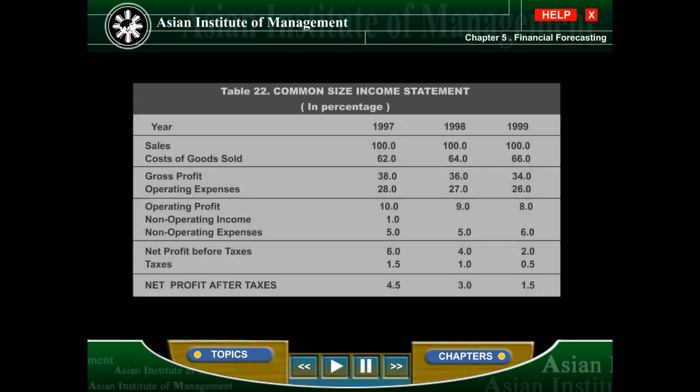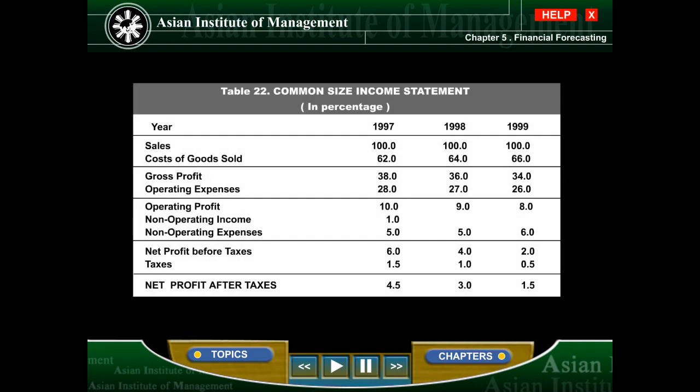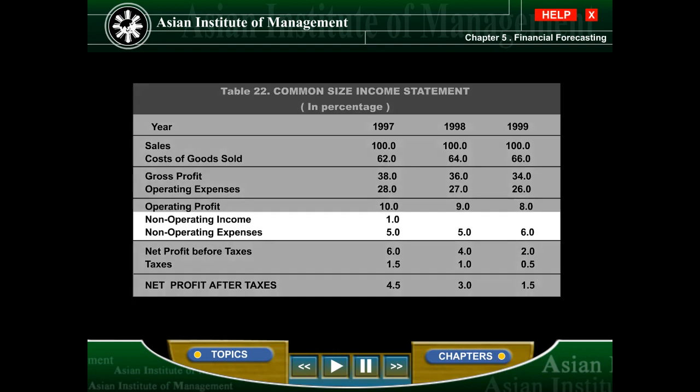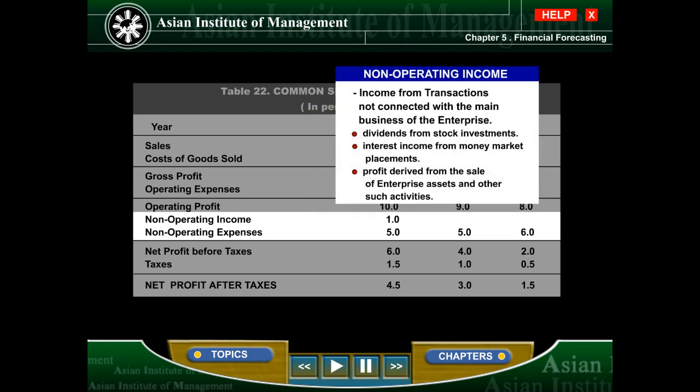Once all the operating expenses are computed, they should be summed up. The total is then subtracted from the gross profit forecasted in order to derive operating profit. The next step is to calculate non-operating income and non-operating expenses. Non-operating income comes from transactions not connected with the main business of the enterprise. This includes dividends from stock investments, interest income from money market placements, profit derived from the sale of enterprise assets, and other such activities.